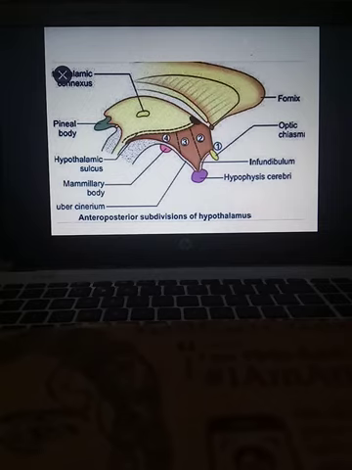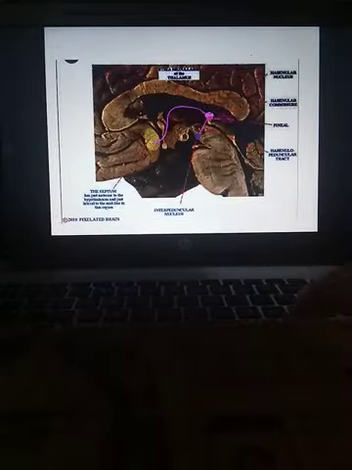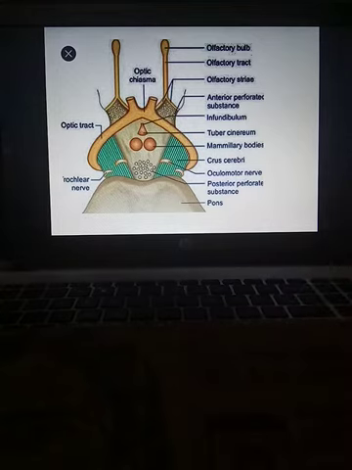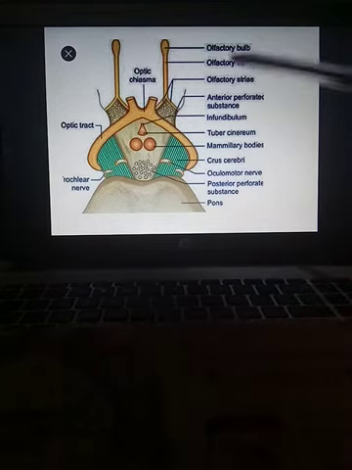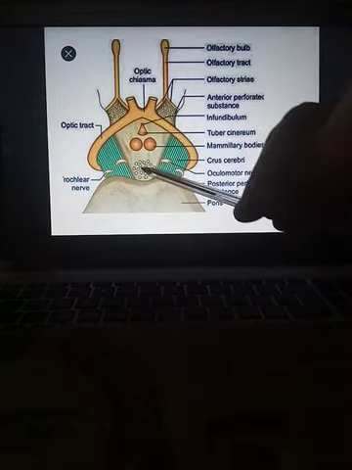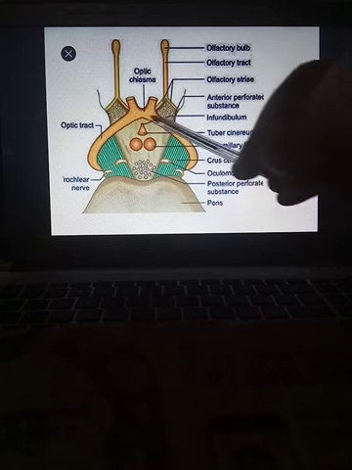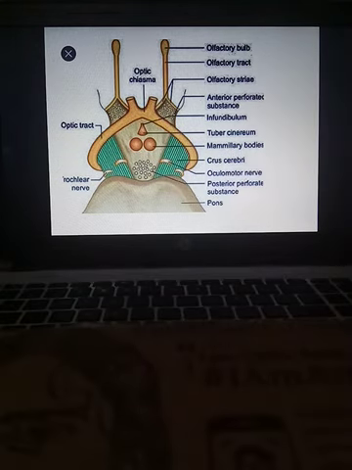Most of the hypothalamus is hidden, but some part is visible, and these visible parts are present in the interpeduncular fossa. This is your interpeduncular fossa.